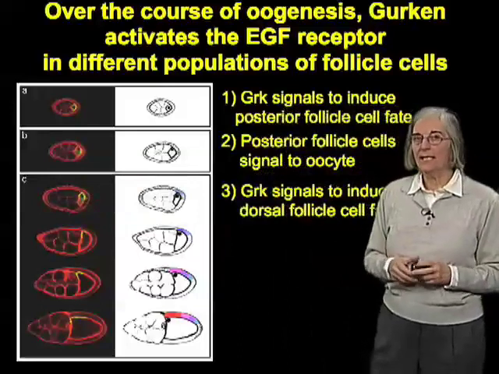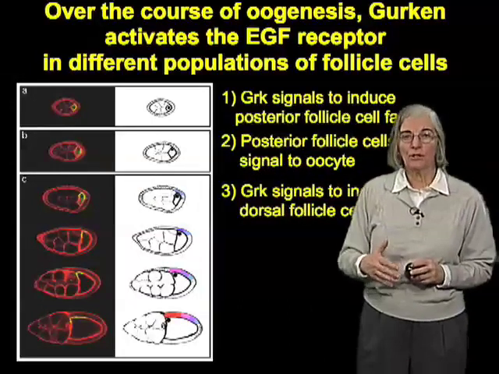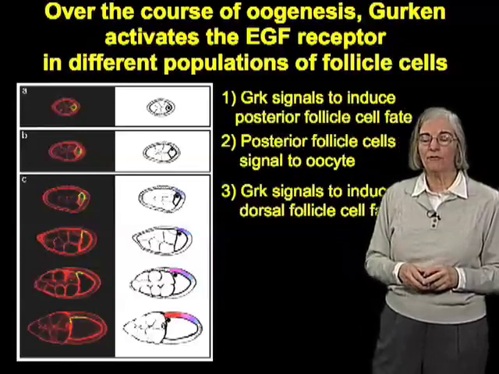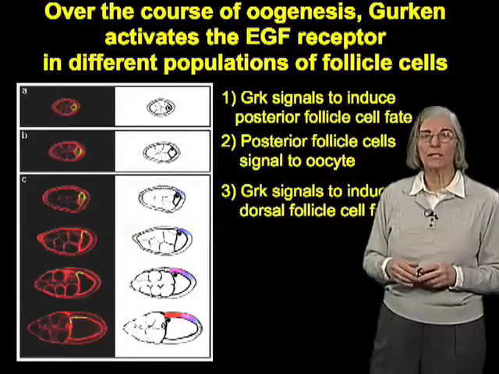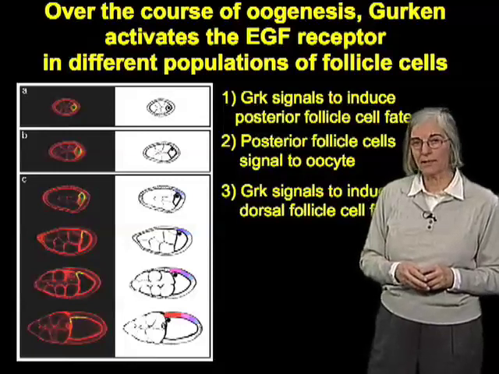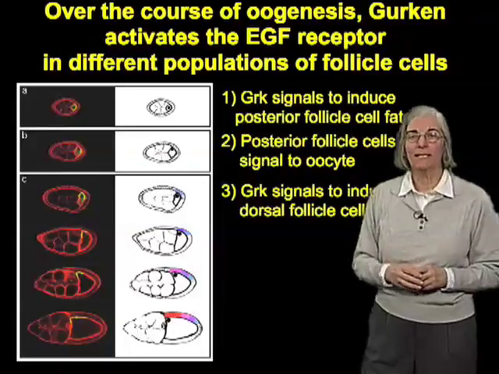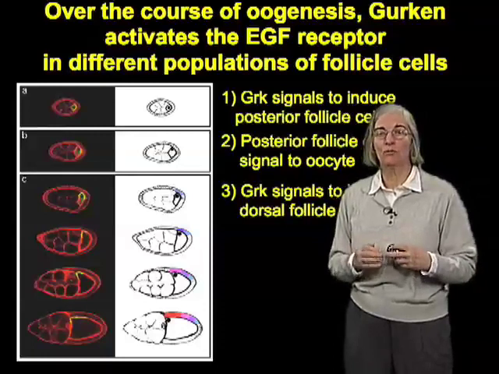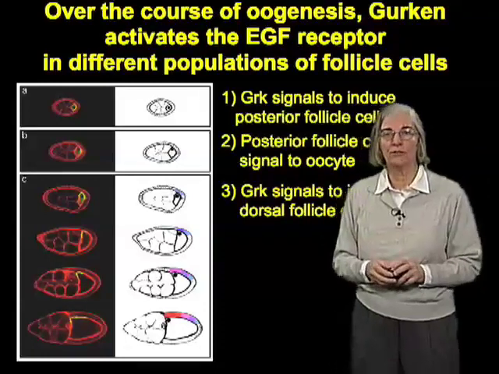Once it's in its asymmetric position, the Gurken RNA and the Gurken protein then follow the oocyte nucleus, and now Gurken signals again through the EGF receptor to the follicle cells, but this time the signal indicates to the follicle cells to become dorsal rather than ventral.